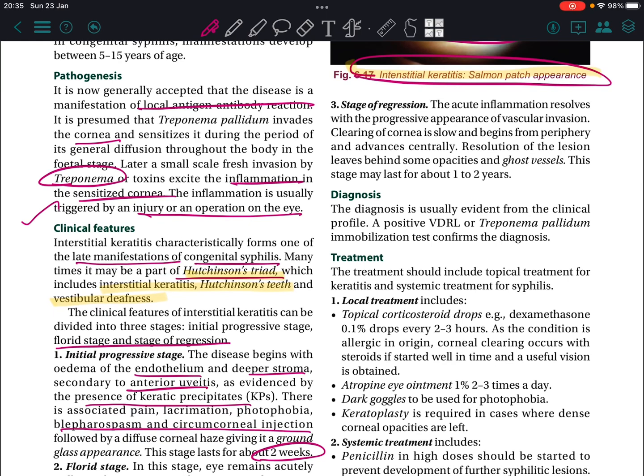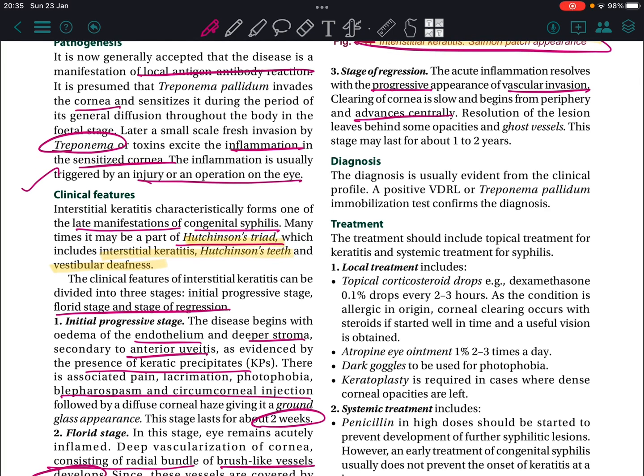Stage of regression. The acute inflammation resolves with progressive disappearance of vascular invasion. Clearing of the cornea is slow and begins from the periphery and advances centrally. Resolution of the lesion leaves behind some opacity and ghost vessels. This stage may last for about 1 to 2 years.